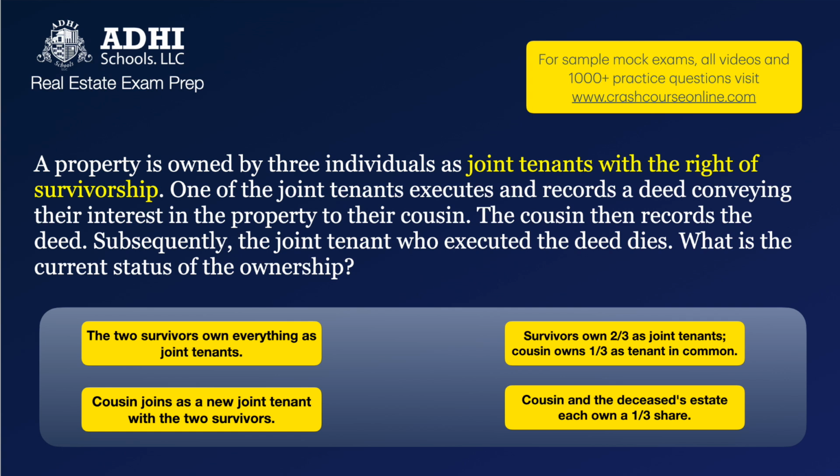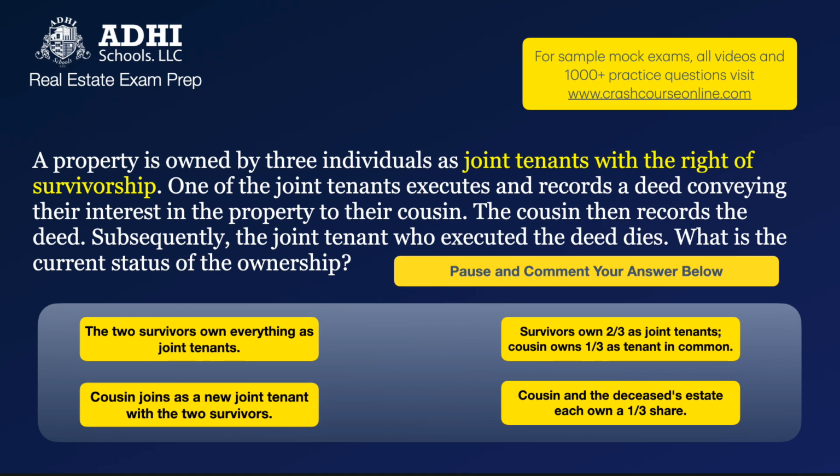Now that you have context, drop your best guess in the chat. Is the answer that the two survivors own everything as joint tenants? Is it that the cousin joins as a new joint tenant with the other two surviving owners? Is it that the survivors own two-thirds as joint tenants and the cousin owns one-third as a tenant in common? Or is it that the cousin and the dead guy's share each own one-third? So I'm going to pause here for a second, then I'll break it down, but drop your best guess in the comments.